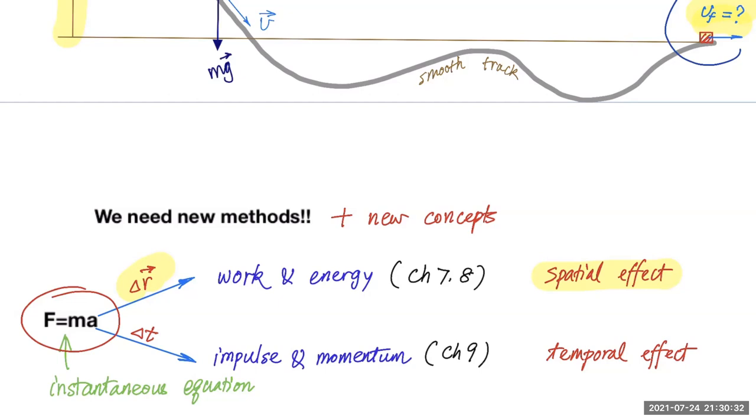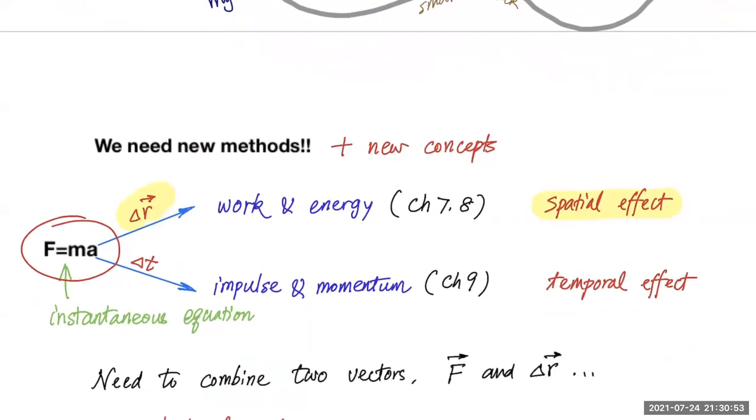And so the effect of force over space is studied in chapters 7 and 8. We'll be introducing new concepts such as work and energy, and new methods, which will be easily applied to solve problems such as the one you see above. Now, in chapter 9, we're going to do something parallel to it, and that is we're going to introduce the effect of force over time.